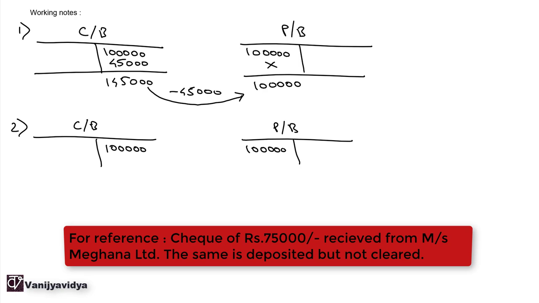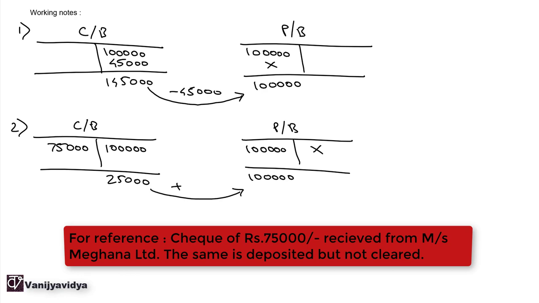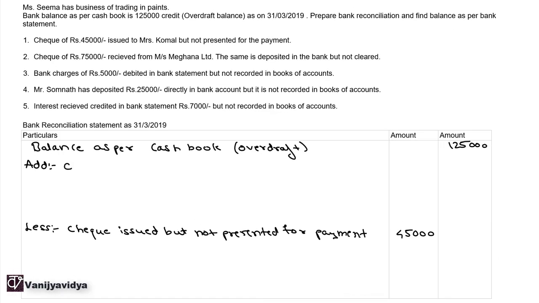So, since the check is deposited, it will be on the debit side of the cash book, but there is no entry in the passbook. So, balance as per cash book is 25,000. As per passbook it is 1 lakh. Now, we are moving from cash book to passbook, so we have to add 75,000 in our bank reconciliation statement. Let's do this. Add check deposited but not cleared, 75,000.